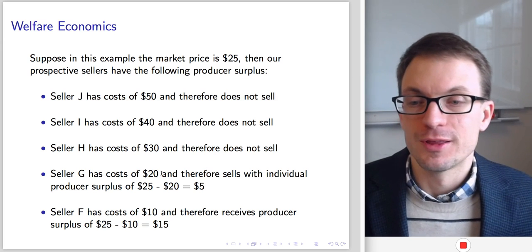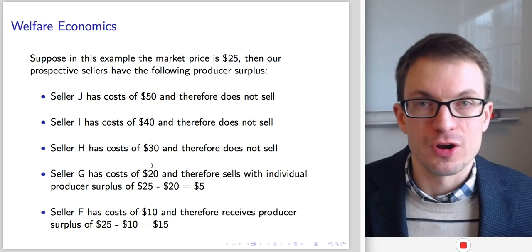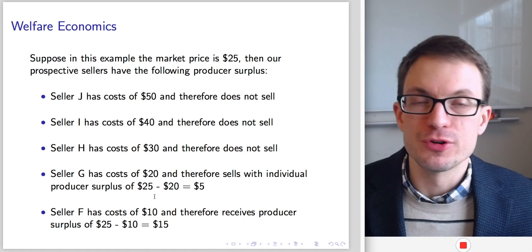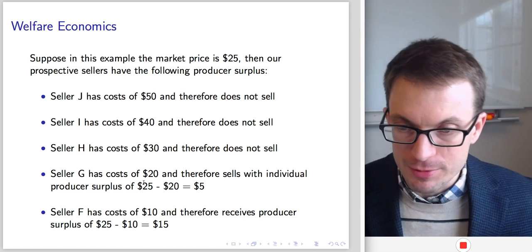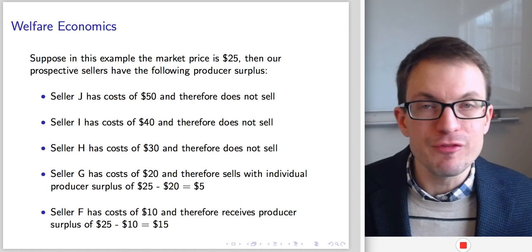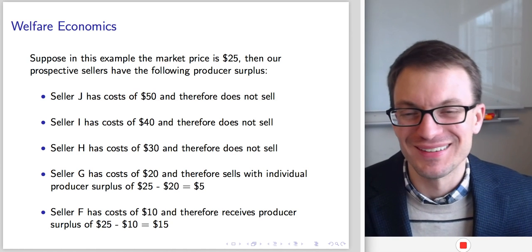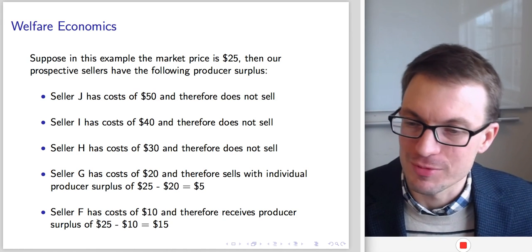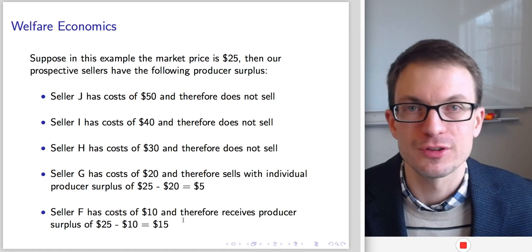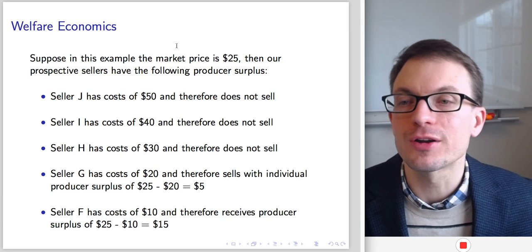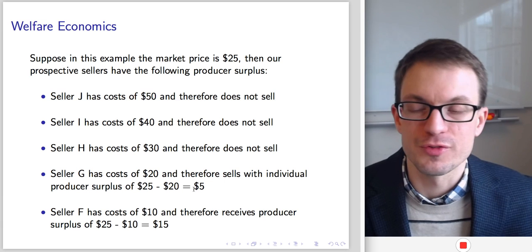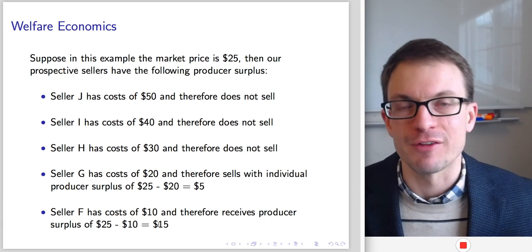What about seller G? Seller G has costs of $20. Their costs are below the market price. They're actually able to participate. So they'll sell with an individual producer surplus of $5. This is the market price minus their willingness to sell, gives $5 of producer surplus. Seller F, they have costs of $10. They like that price even better. So they receive producer surplus of market price $25 minus their cost of $10. Individual producer surplus is $15. Clearly, total producer surplus in this market at the price of $25 with these costs is $20. $5 from seller G and $15 from seller F.